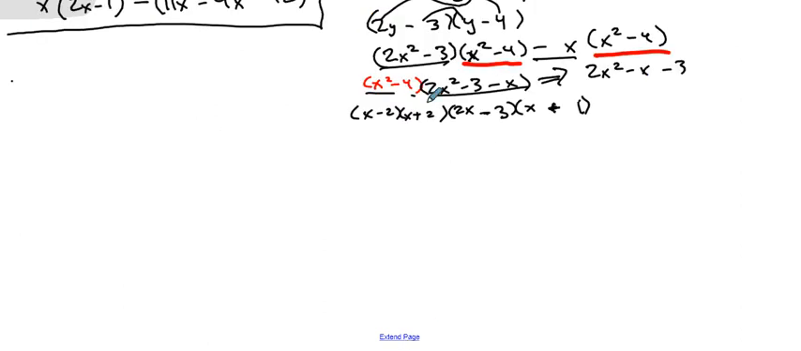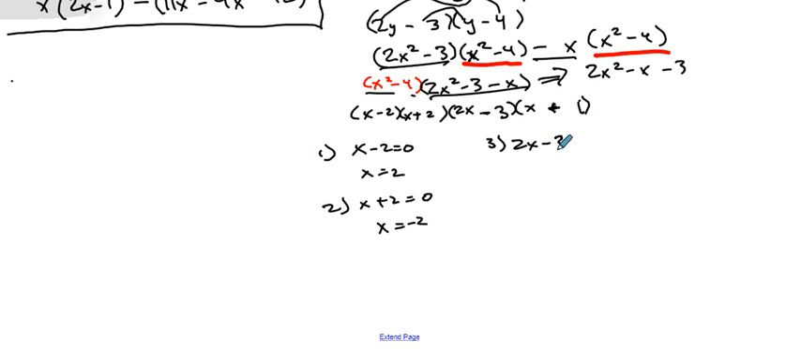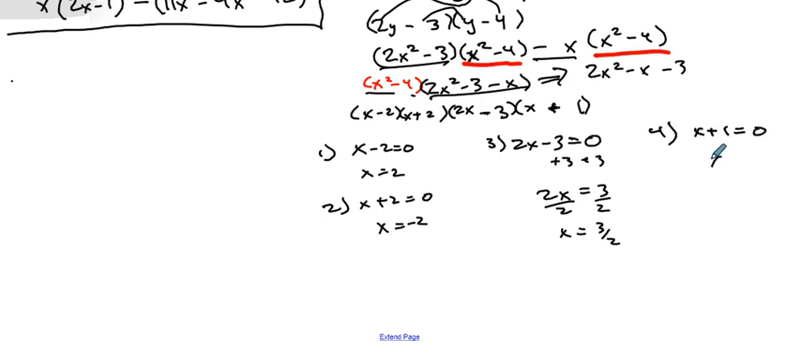And so because I've factored this, now I can set up my cases, right? So we have x minus 2 equals 0 is my first case, and that gives me x is equal to 2. You add 2 to both sides. Second case gives me x plus 2 is equal to 0, and that's going to give me negative 2. The third case gives me 2x minus 3 equals 0, so let's add 3 and then divide both by 2, and you get x is equal to 3/2, which is nice. And then the fourth case, x plus 1 equals 0, so x is equal to negative 1.